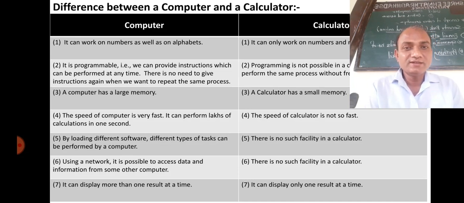Now the next difference: it can display more than one result at a time. Means the computer can display the number of results at the same time, but a calculator can display only one result at a time. These are the 7 differences between the computer and calculator.